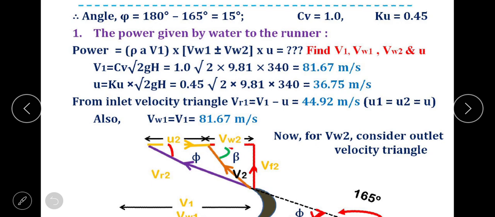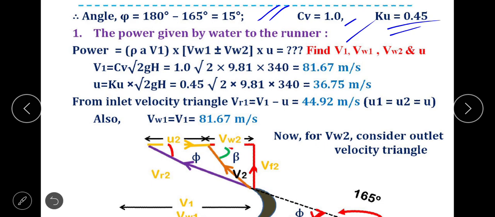Angle phi is equal to 180 minus 165, that is equal to 15 degrees. CV is equal to 1. KU is equal to 0.45. It is given. If not, you can assume. Those are the design aspects. The power given by the water to the runner is equal to rho A V1 multiplied by (VW1 plus or minus VW2) multiplied by U. That is to be found out.